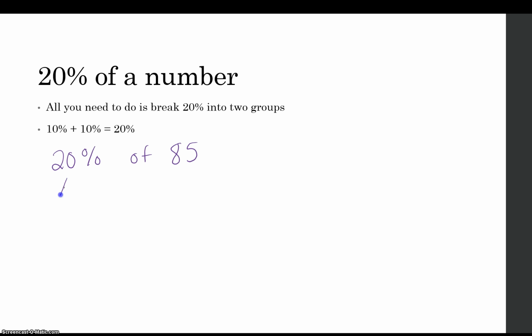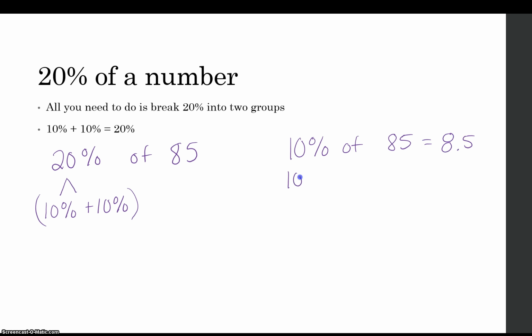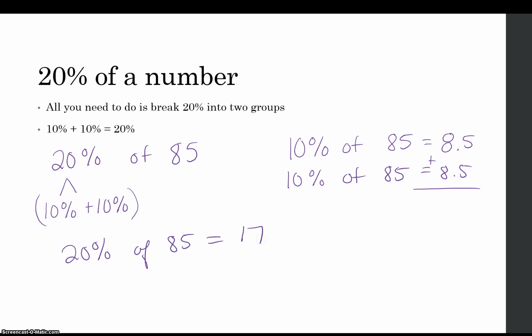Well, you could break 20% into two groups of 10%, because 10% plus 10% is the same as 20. If you added 10 and 10, you would get 20. So you can make this even easier by creating groups of 10. 10% of 85 is the same as 8.5. If you have two groups to make 20%, you'd have two groups of 8.5. So if you added 8.5 and 8.5 together, 20% of 85 is the same as 17.